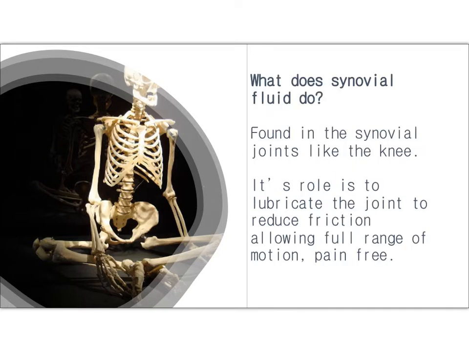So what does synovial fluid do and where is it found? It's found in the synovial joints like the knee, but it can be found in the elbow, in the shoulder, in the ankle, and it allows the joint to be lubricated. This lubrication, this oily type liquid, will reduce friction between the cartilage and the bones, allowing a full range of motion that should be pain-free.